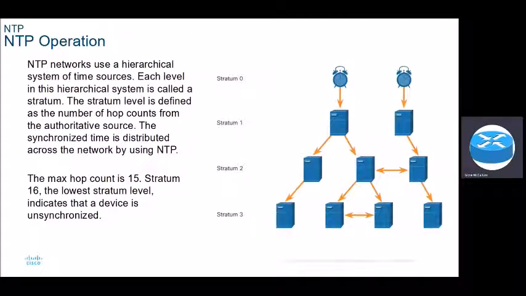All right, so basically, NTP is organised in a hierarchical system, and each level of this hierarchical system is called a stratum. The stratum level is defined as the number of hops from an authoritative source. The synchronised time is distributed across the network by using NTP. The maximum hop count is 15, or stratum 15. Stratum 16 is the lowest stratum level, and indicates the device is unsynchronized.